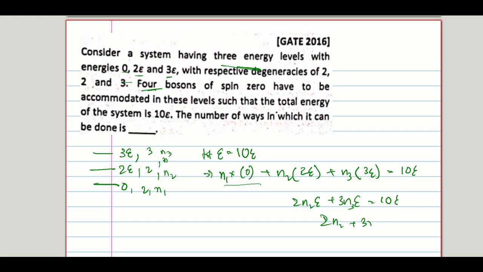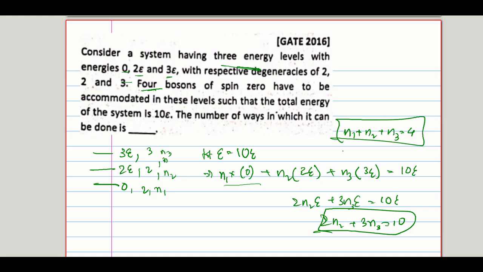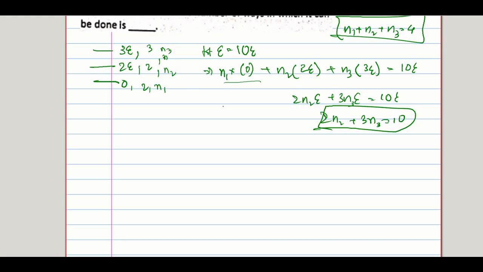So 2 n2 plus 3 n3 is 10, and we know that n1 plus n2 plus n3 is 4, because the given total number of particles is 4. The only way it's possible is if n2 is 2 and n3 is also 2. Then 4 plus 6 goes to 10, and remember n2 and n3 have to be integers.